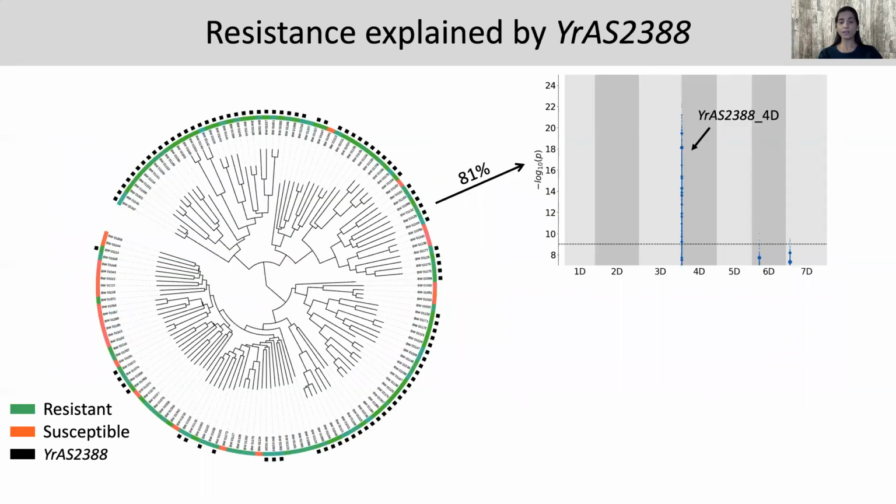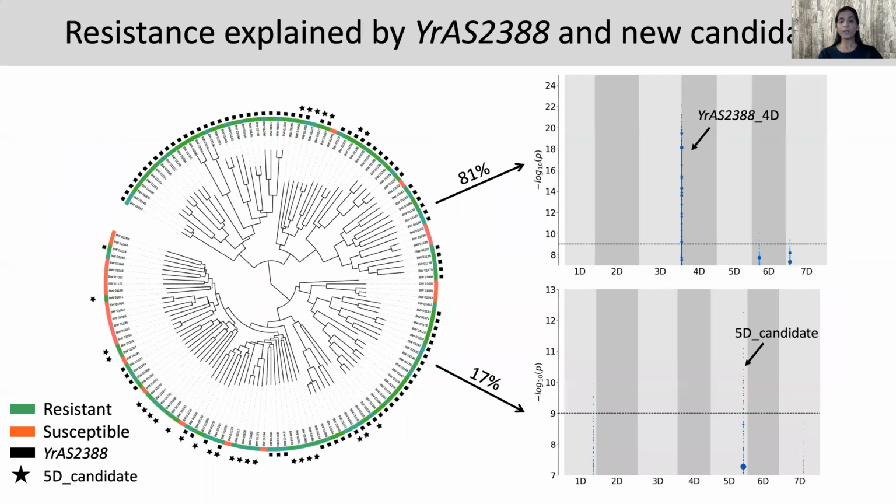except for one isolate where it explained 81% of the resistance in the panel. I reanalyzed the genotype-phenotype correlation for that isolate, this time with a subset of accessions which do not contain this gene. With this exercise, I found a second peak on chromosome 5D, which explained 17% additional resistance in the panel. In total, 98% of the resistance was explained.